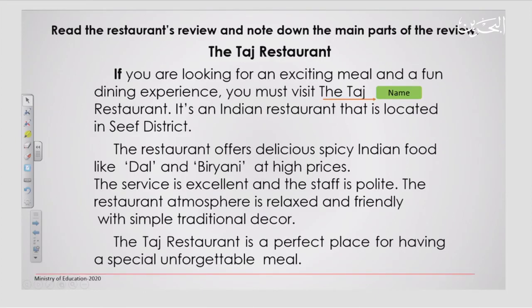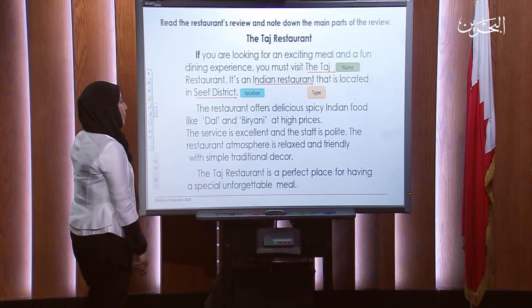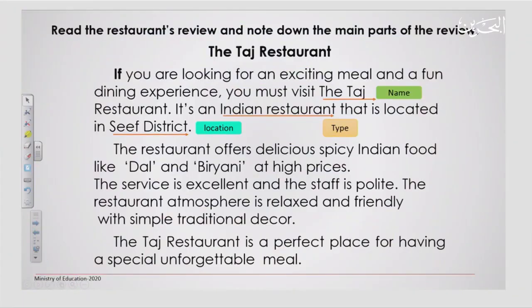After the name, I said the main important thing after the name to tell your friend is what? The location. Or the type. The type was a choice of preference. Here, I kept the choice, Indian restaurant, so I specified the type. The location, Sif district.